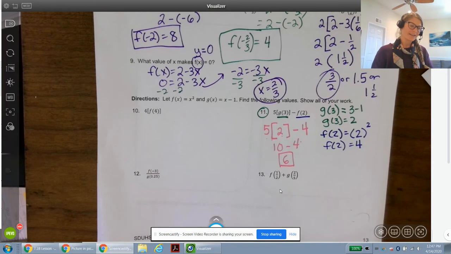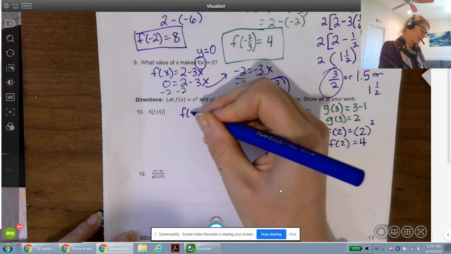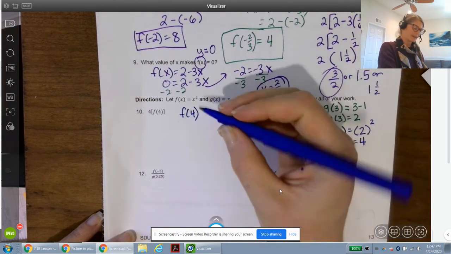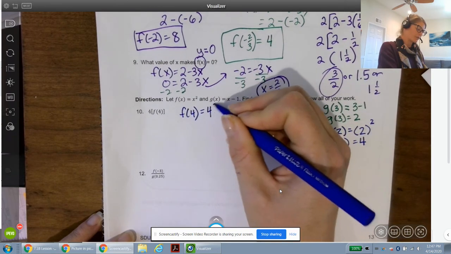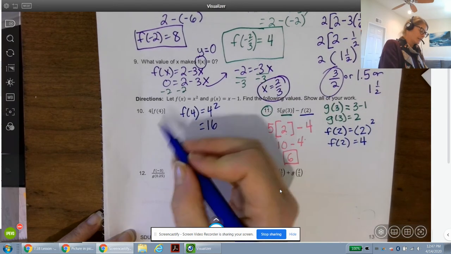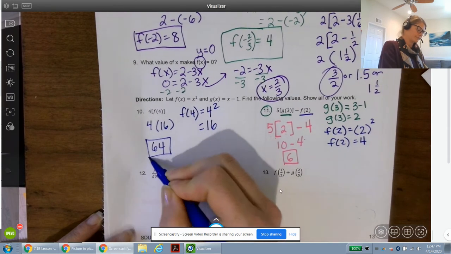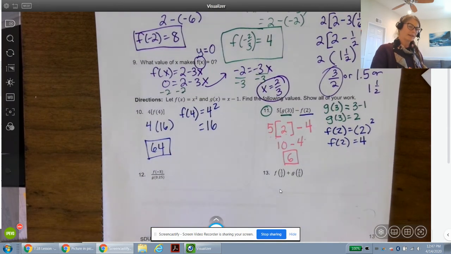Okay, let's see how we did. 4 times the quantity of f of 4. f of 4 is the function f of x evaluated when x is 4. So 4 squared, f of 4 is 16. So we have 4 times 16, which gets you 64. Beautiful. Let's take a look at the next one.